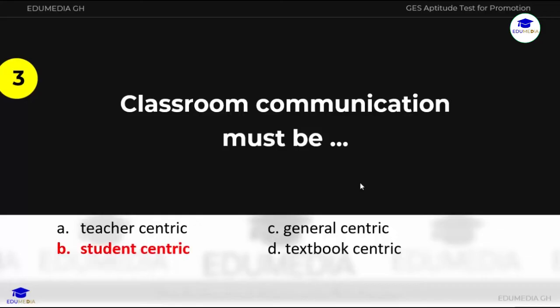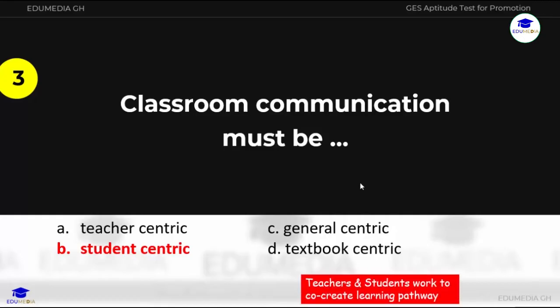Student-centric. Student-centric communication means teachers and students work collaboratively to co-create a learning plan or pathway that best suits the needs of each individual learner. The student-centric communication is personalized, conversational, and convenient.